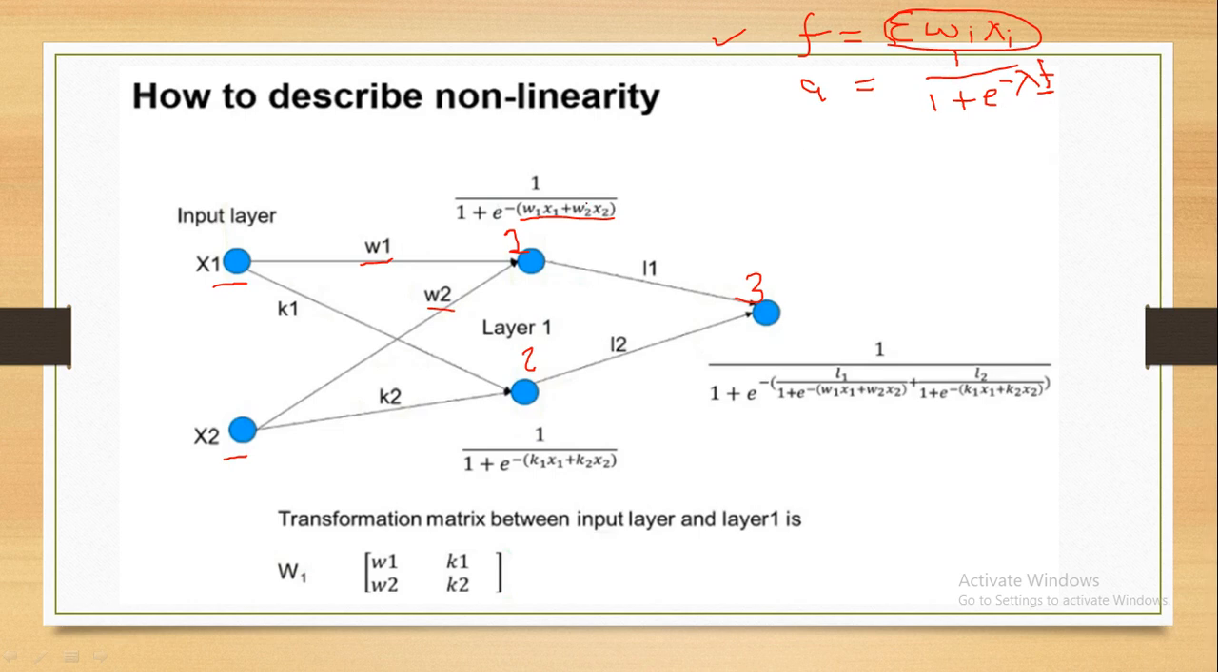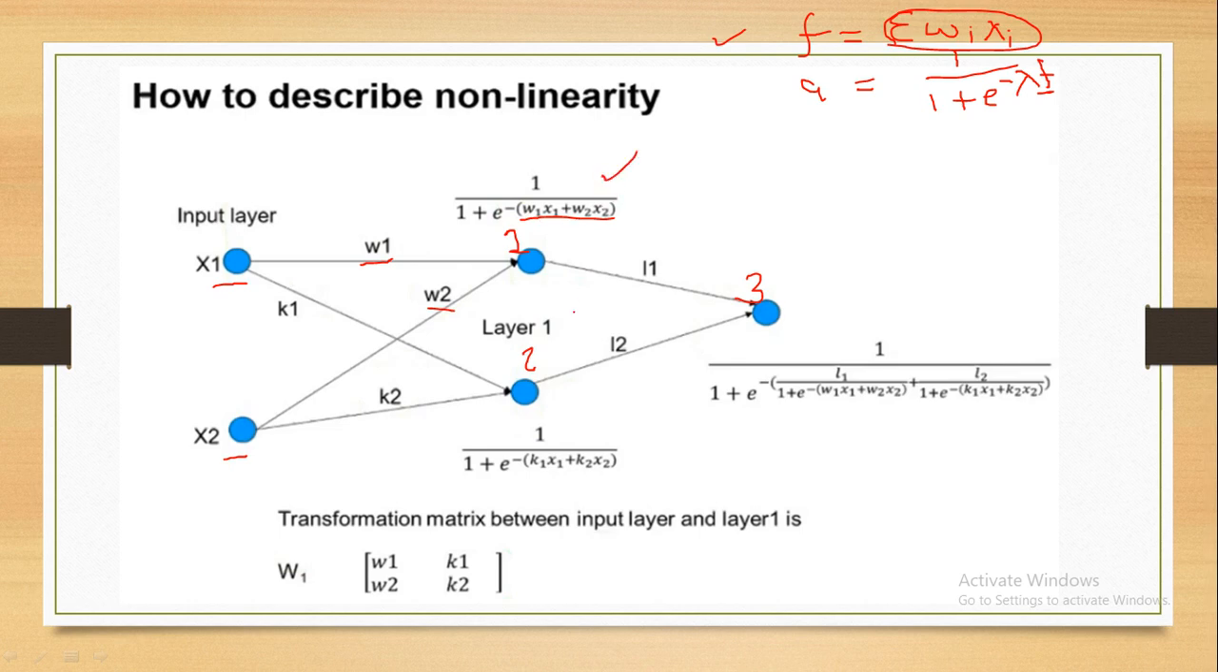What is the value of f? It depends on how many features you have. In this example, I have 2 features, x1 and x2, and for the first neuron, the weight is w1 w2. So here the equation will be 1 upon 1 plus e raised to minus (w1 x1 plus w2 x2). Is it clear, guys?